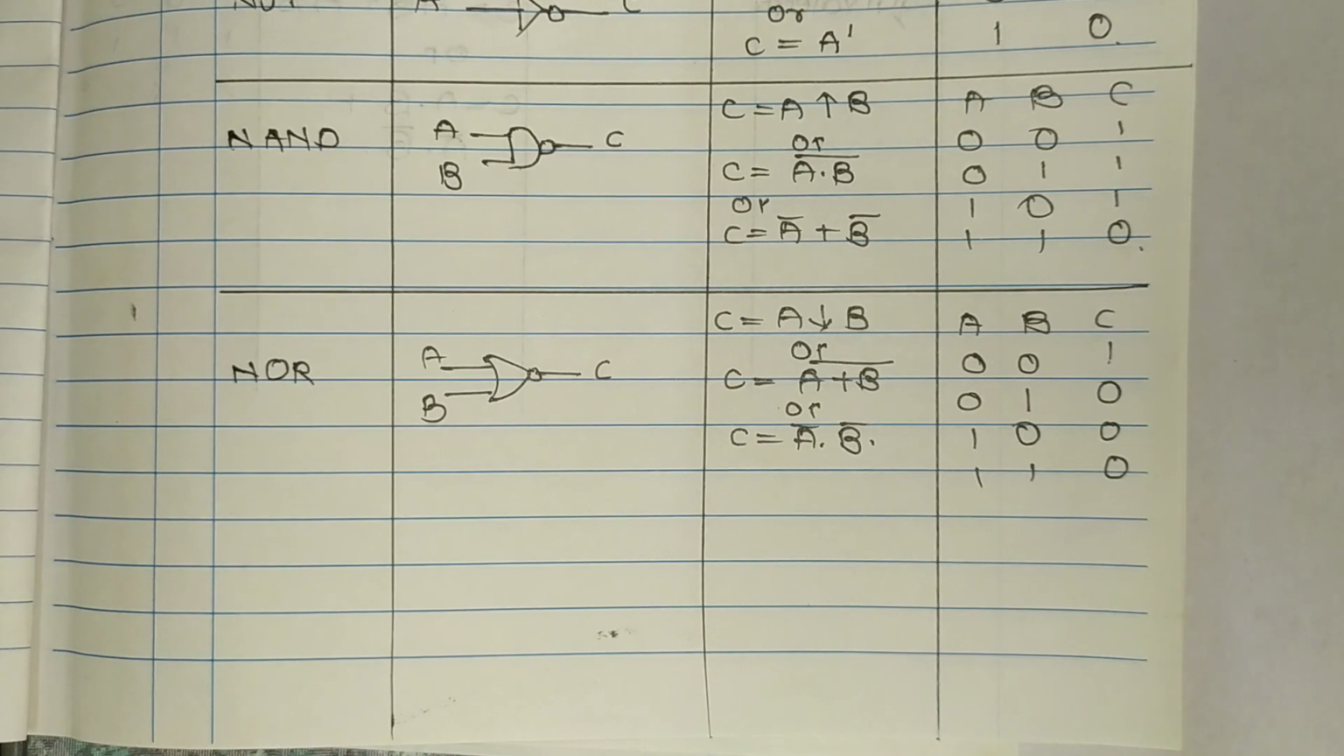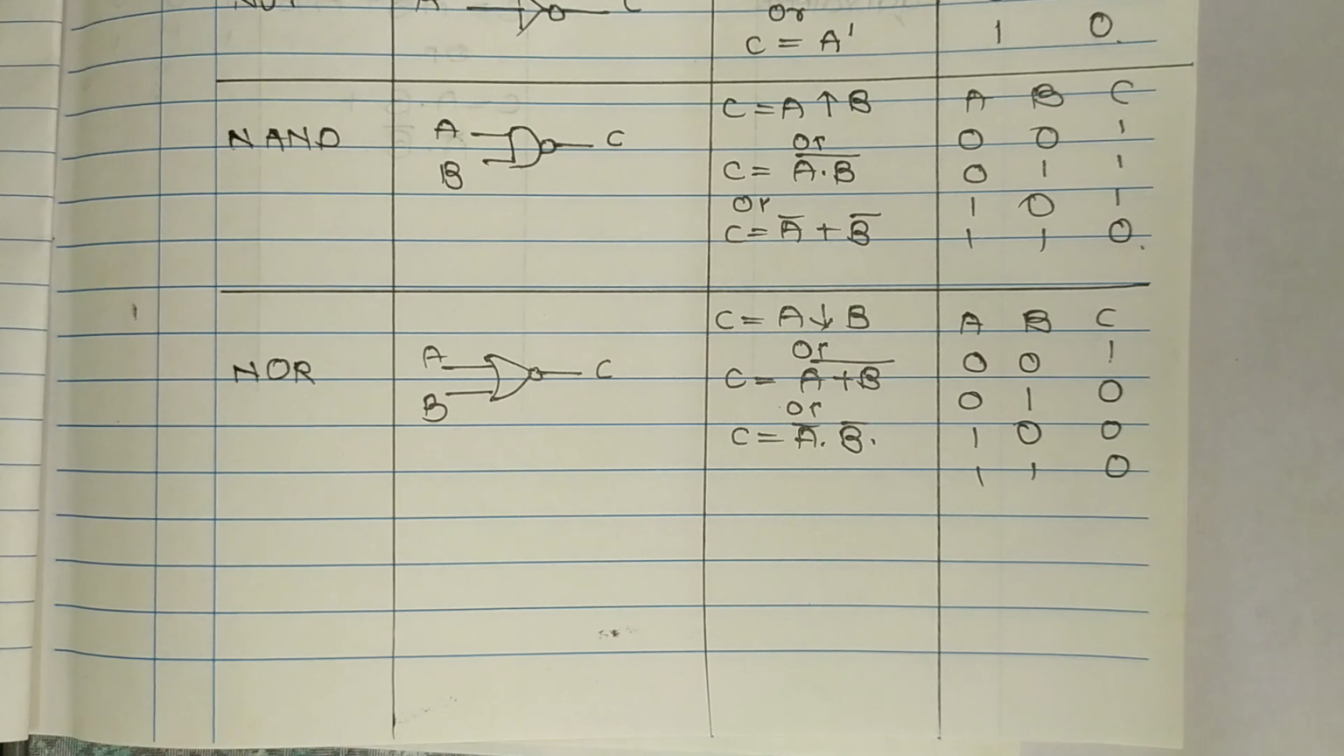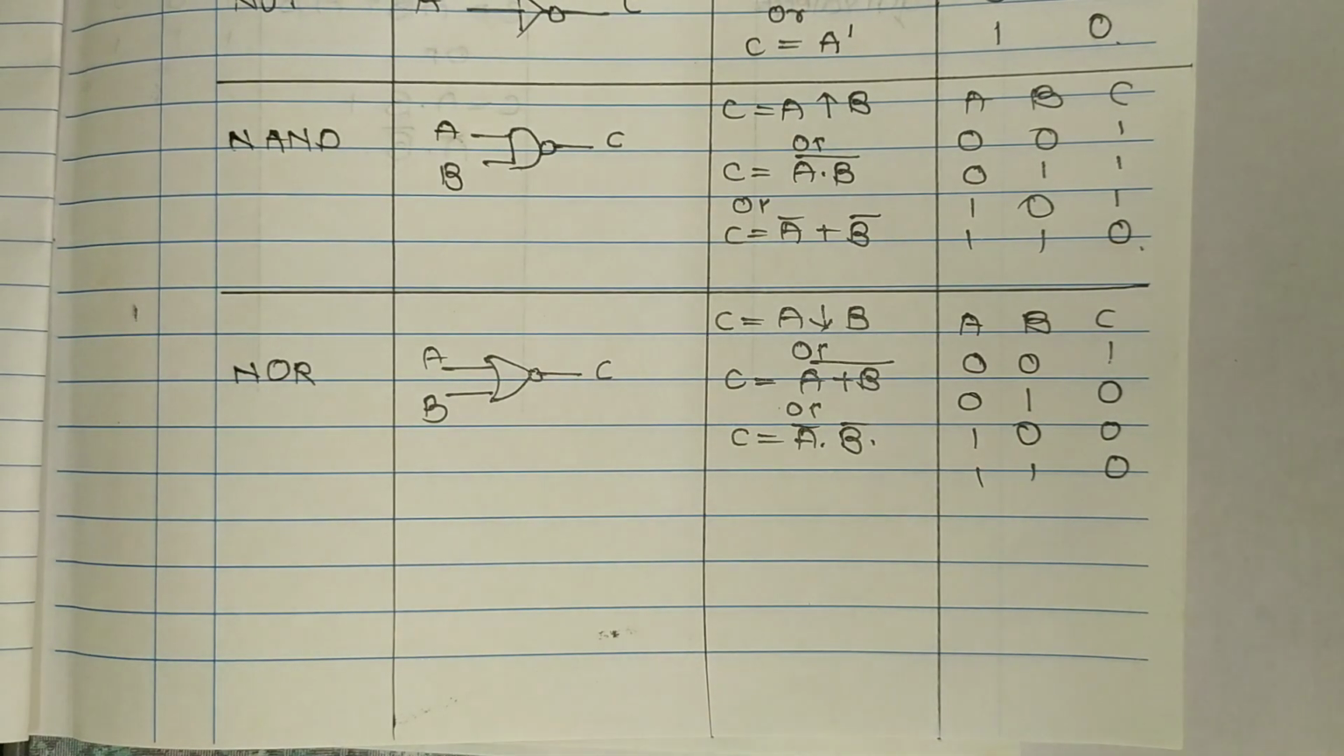For NOR gate, this is the symbol, this is the circuit actually, the graphic symbol. Then expression is c is equal to a down arrow b, or c is equal to (a plus b) dash, or c is equal to a dash dot b dash. Truth table is a, b, c: for 0 0 output is 1, for 0 1 output is 0, for 1 0 output is 0, for 1 1 output is 0.